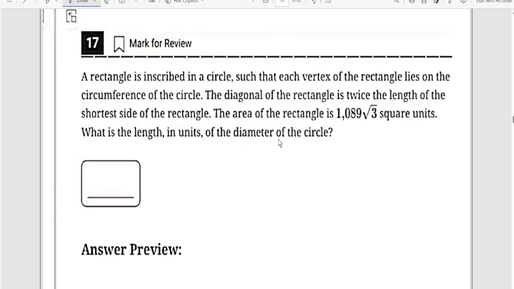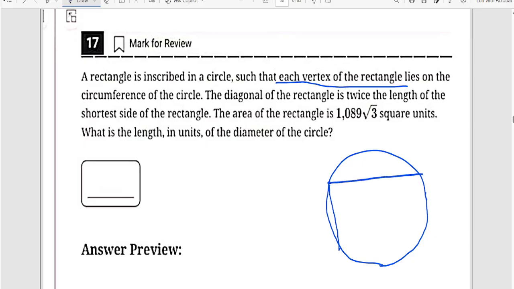So it says a rectangle is inscribed in a circle, that each vertex of the rectangle lies on the circumference of the circle. So we have a circle. Okay, it does not look like a circle, but suppose this is our circle and rectangle. It says each vertex of the rectangle lies on the circumference of the circle. So each vertex should touch the circle like this. It's something like this. Okay.